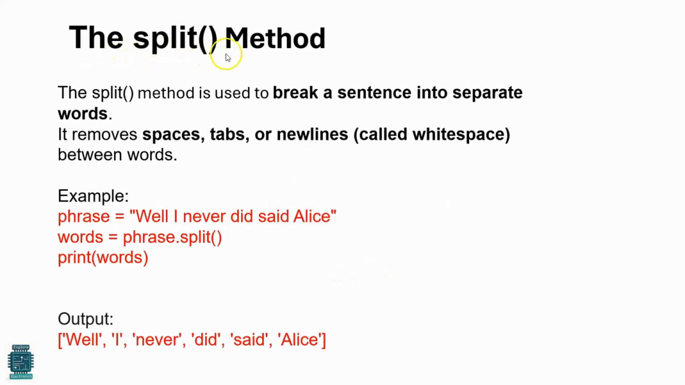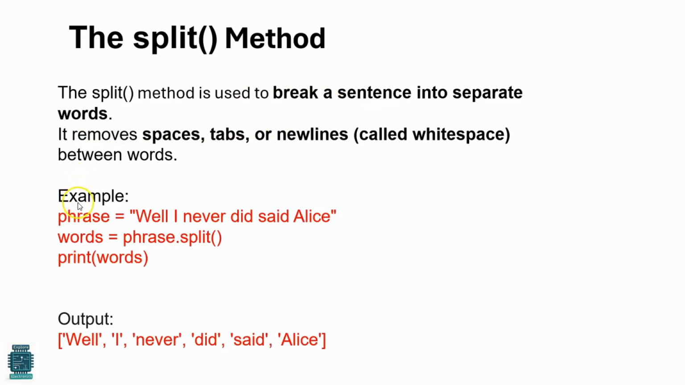Let us see one more very simple concept, that is the split method. The split method is used to break a sentence into separate words. Let us see in this example later. It removes the spaces, tabs or new lines, which are called white spaces, between the words. It will remove all the spaces, tabs and new lines. It will remove everything and split the sentence into separate words.